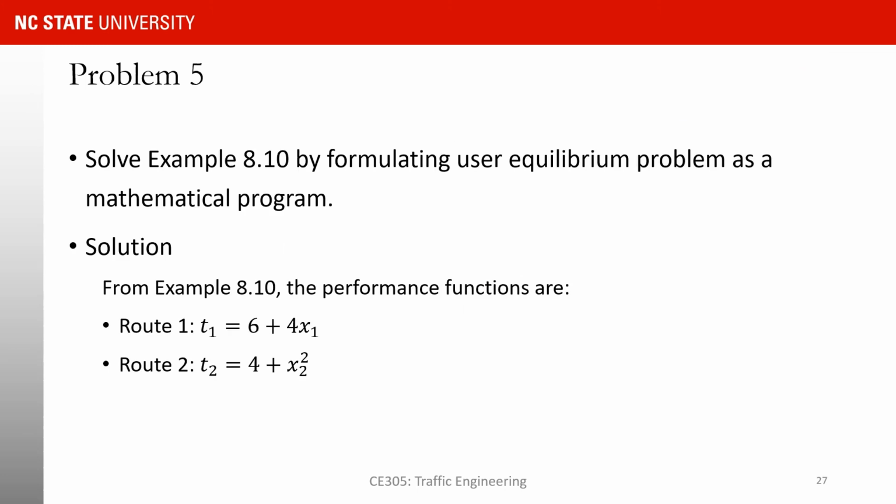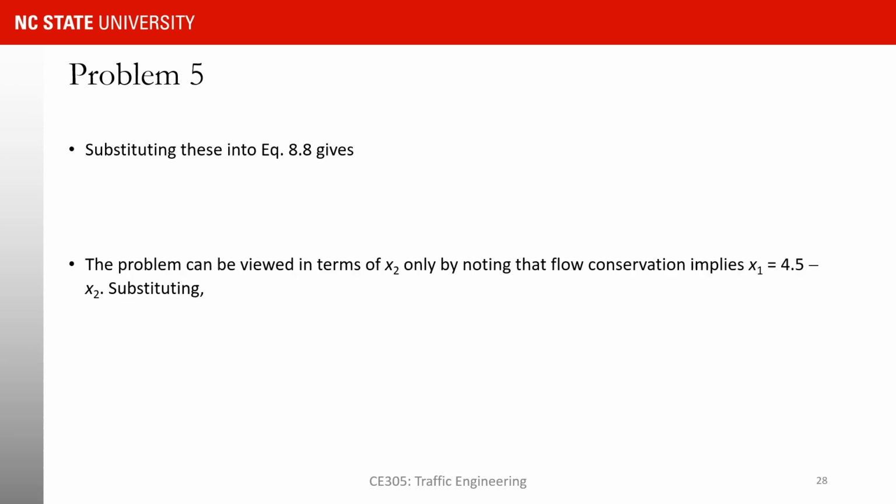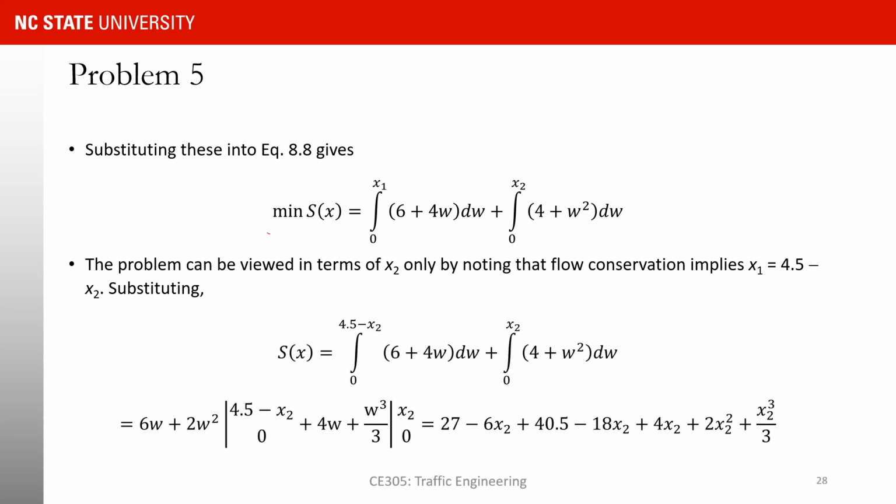We can solve this problem by using the mathematical approach. So I'm going to do that here. Again, we know that T1 is equal to 6 plus 4x1. T2 is equal to 4 plus x2 squared. So I want to go with that and see how that's going to work. First thing that I need to do is to construct the s sub x function. It's the integral of 6 plus 4w dw from 0 to x1, and the integral of 4 plus w squared dw from 0 to x2. I'm going to substitute x1 by 4.5 minus x2 and just do the math.